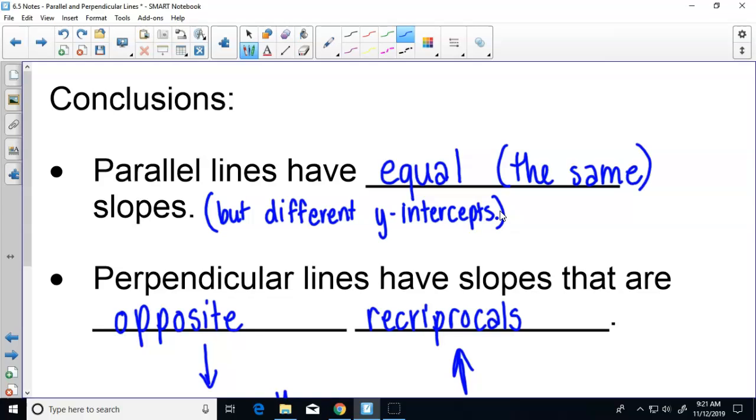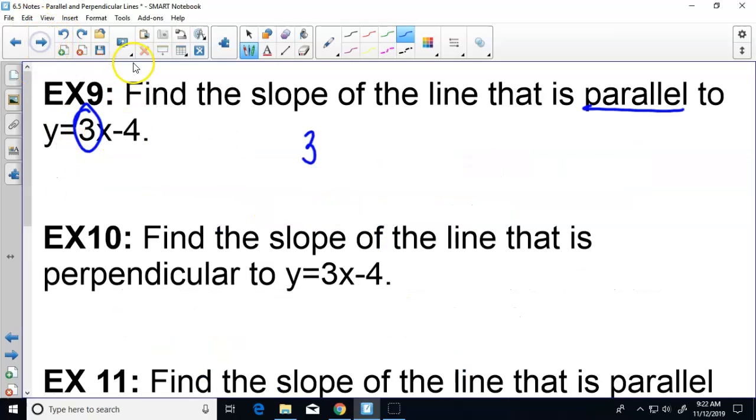Why? If not, it's the exact same line. Sometimes the word they use for that, if you get the same line, sometimes they'll use the word coincide. The lines coincide; they're the same thing. So they have to have different y-intercepts. But this just says the slope of the line that's parallel. It's only asking about slope.